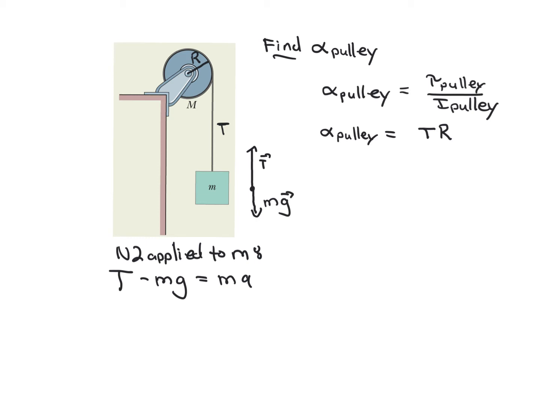Now, there's one complexity: in order to get the signs right, we have to put a minus sign out in front of the torque. And why is that?